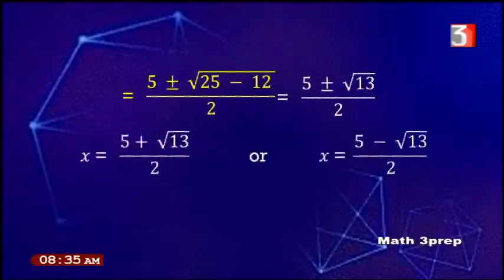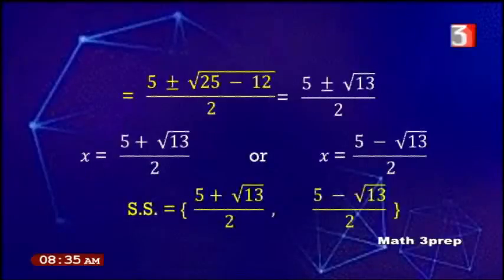And in this case, x equals 5 plus root 13 over 2, or x equals 5 minus root 13 over 2. And in this case, we can say that the solution set is 5 plus root 13 over 2, or 5 minus root 13 over 2, and we are not going to change it into a decimal. Why? Because the problem didn't ask you to round it. So you are going to keep it as it is by using the square roots.